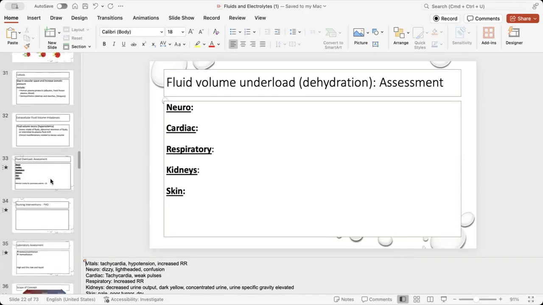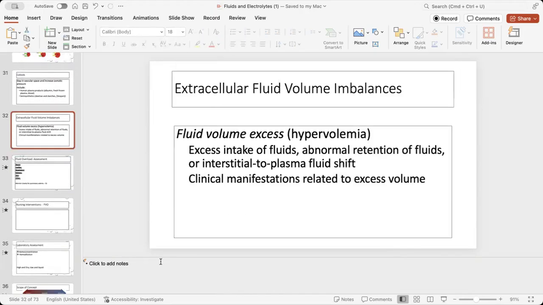Okay, so our next part is excessive volume, right? Fluid volume excess, hypervolemia, fluid overload, different ways to say that, overhydration, right? Okay, so we have an excessive amount of body fluid, which can be caused from an excessive intake, or abnormal retention, or a fluid shift. So we're talking about these different changes here.